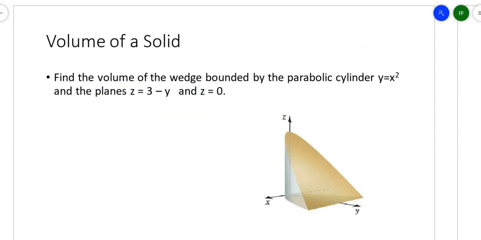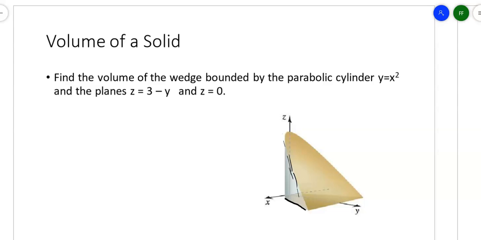All right, here's another volume of a solid. I'll set this up. Let's see how far we want to go into solving it. So the parabolic cylinder is y equals x squared. The plane that it intersects is z equals 3 minus y, so that's the plane that goes this way. And z equals 0 is the other boundary, so that's how we know that it sits flat on the xy plane.